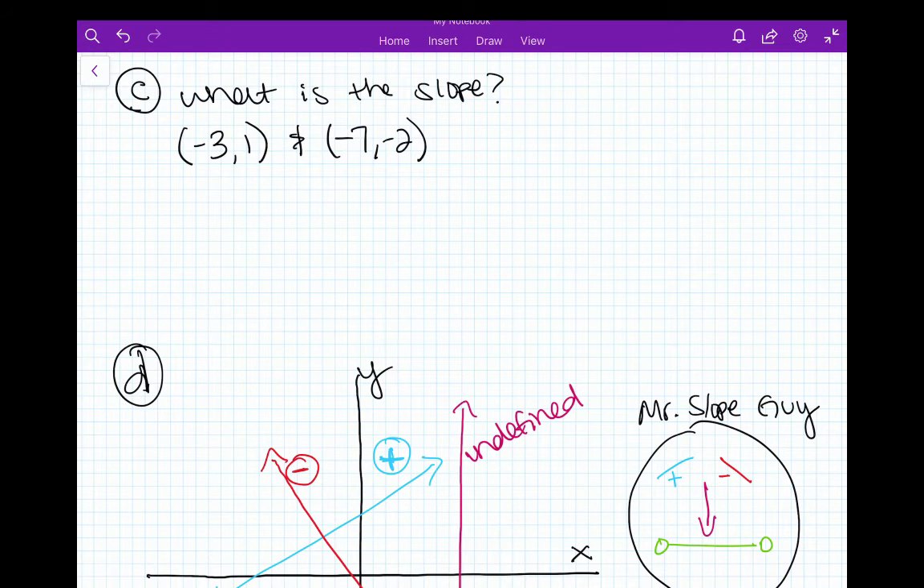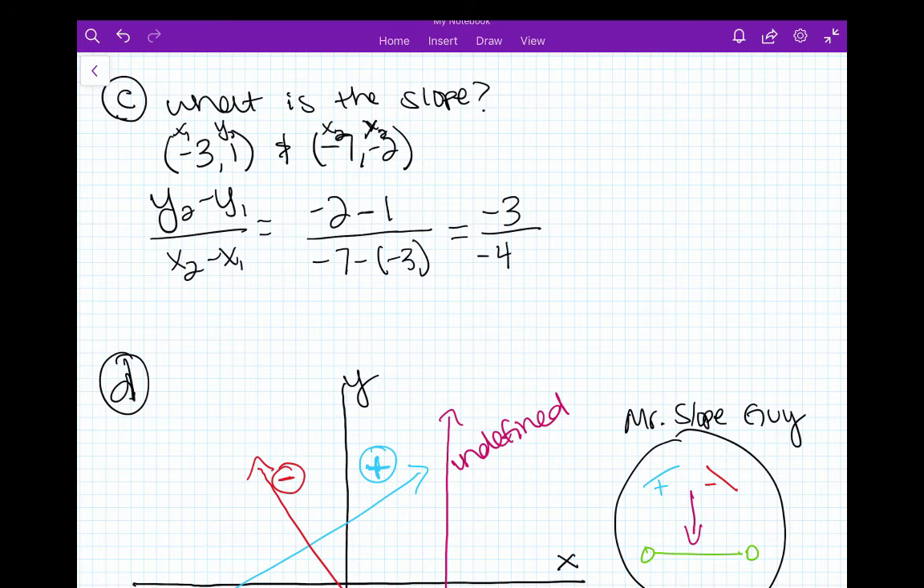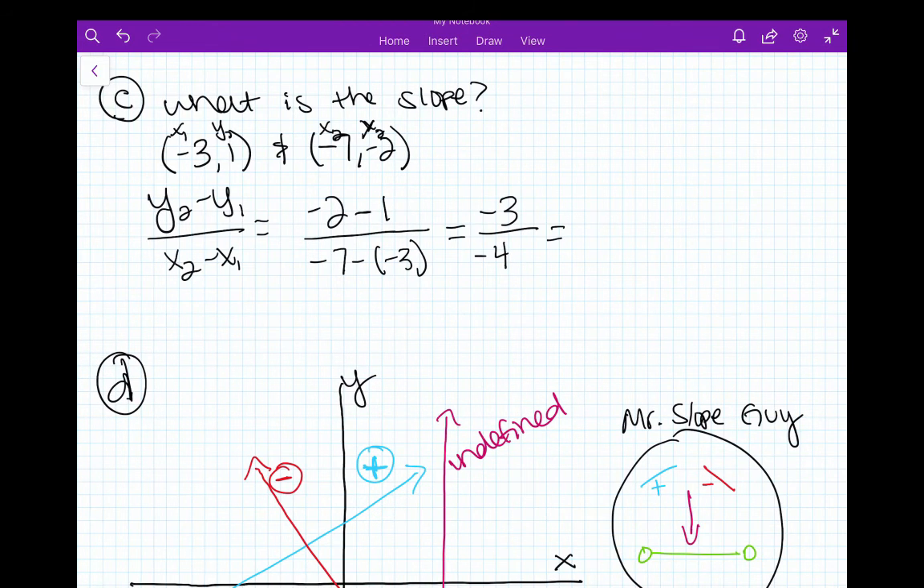Okay, we have 2 points here and we need to find the slope. So we're going to use our formula, y2 minus y1 over x2 minus x1. So I'm going to call this x1, y1, x2, y2. So y2 is negative 2 minus y1 is 1, over negative 7 minus negative 3. Notice how I put that negative 3 in parentheses. Negative 2 minus 1 is negative 3. Negative 7 minus negative 3 is negative 4, because that's negative 7 plus 3. Negative divided by negative is a positive, so my slope is actually positive 3/4.